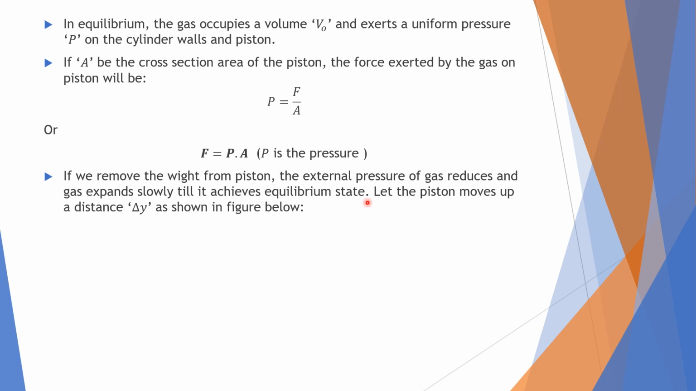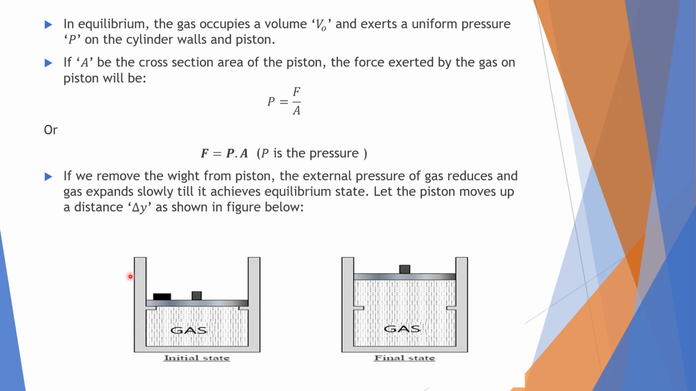So let us assume that the piston moves a distance delta y as shown in figure 1. This is the initial state in which the volume of the gas is V0 and pressure is P. When we remove this weight, the gas will expand to a displacement delta y, and for that the volume of the gas changes from V0 to V, but the pressure will be the same, that is P.